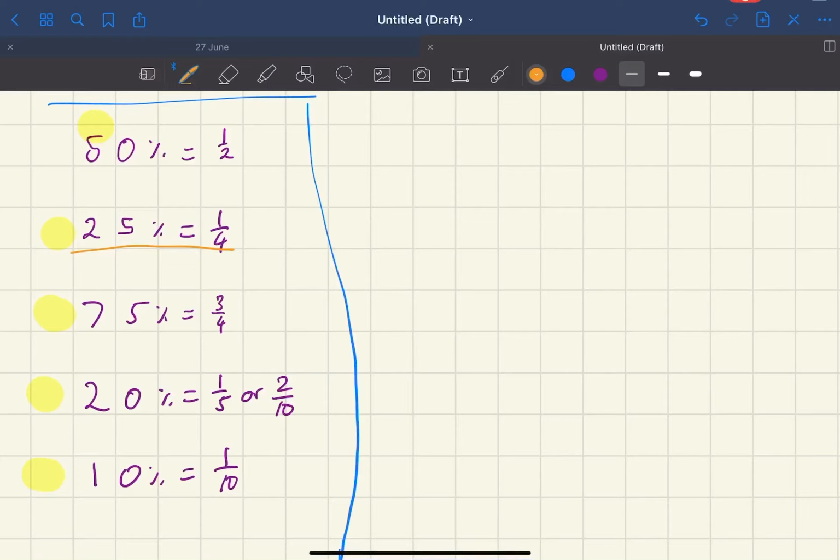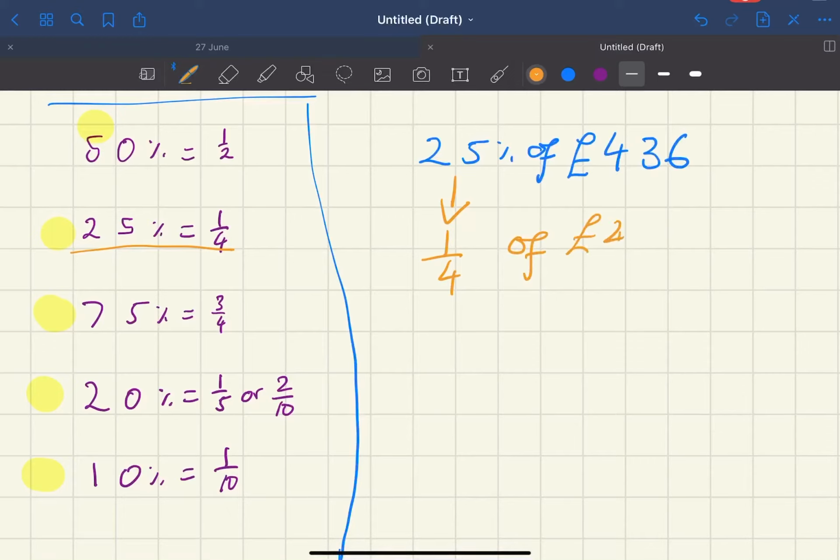So say, for example, I have got 25%. Yeah, let's use 25% of £436. First thing I need to do, change this into a fraction. I know it's a quarter because I just did it. So it'll be a quarter of £436. Now I need to divide 436 by 4. I will use short division for this.